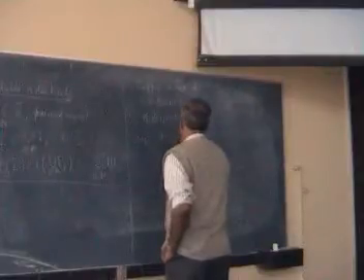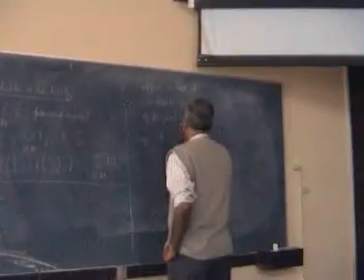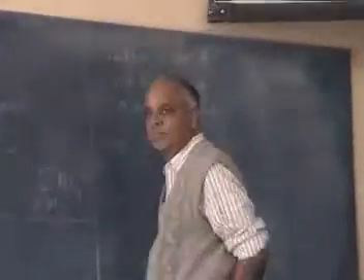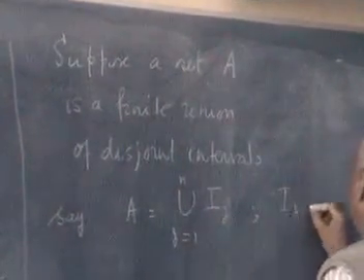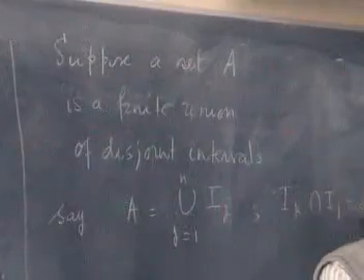A equals the union, j equal to 1 to 4, of the intervals.